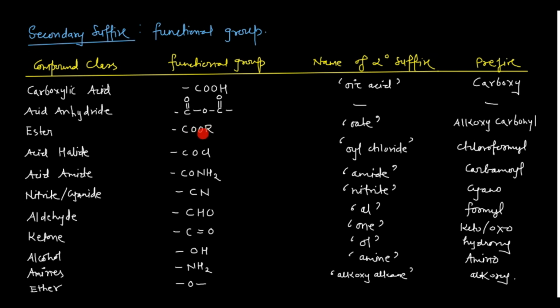So it will be your ester, and when ester is present as the secondary suffix, then the IUPAC name of the compound would end at "oate". "Oate" is the name of the principal functional group when it is treated as the secondary suffix. But say your compound has acidic functionality and it also has the ester functionality, right?